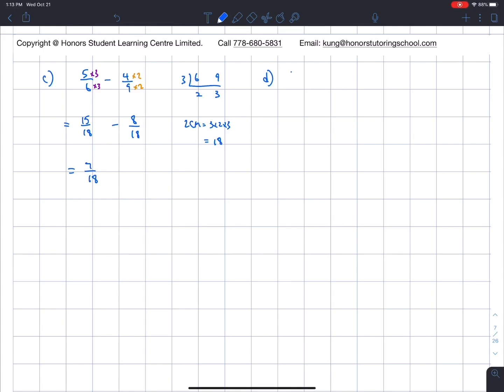D. 7 over 8 minus 5 over 12. Oh, we have 8 and 12. We can divide both of them by 2. 2 times 4 is 8. 2 times 6 is 12. 2 times 2 is 4. 2 times 3 is 6. So the lowest common multiple is 2 times 2 times 2 times 3. You get 24. So now you know that you have to make both of them into 24.